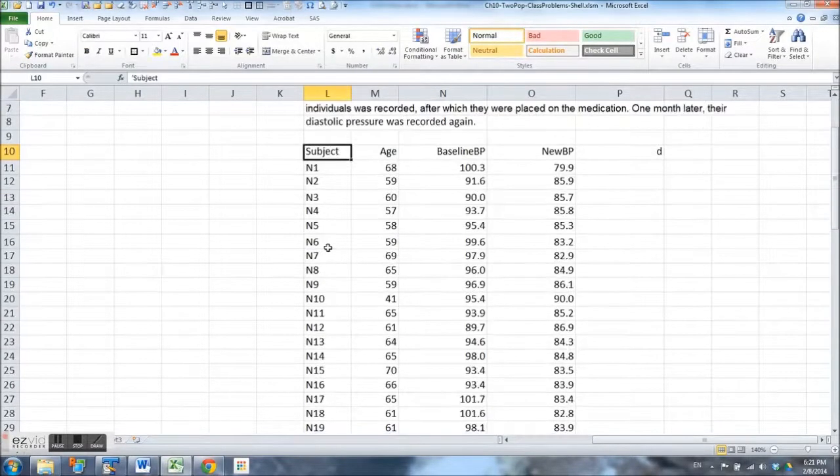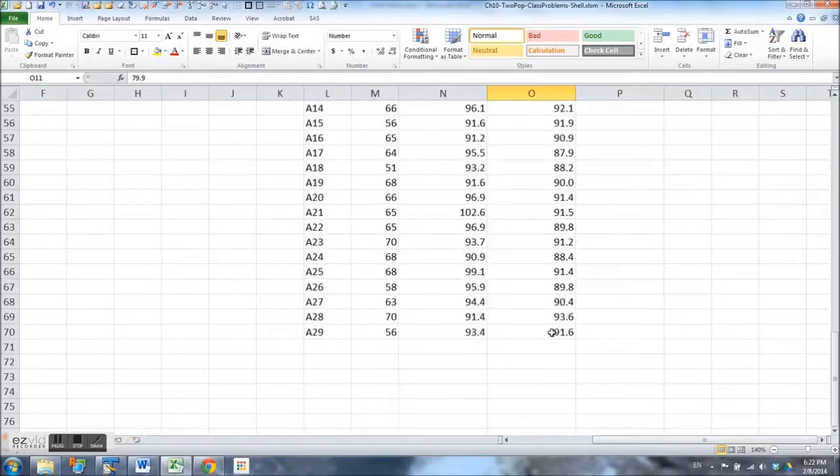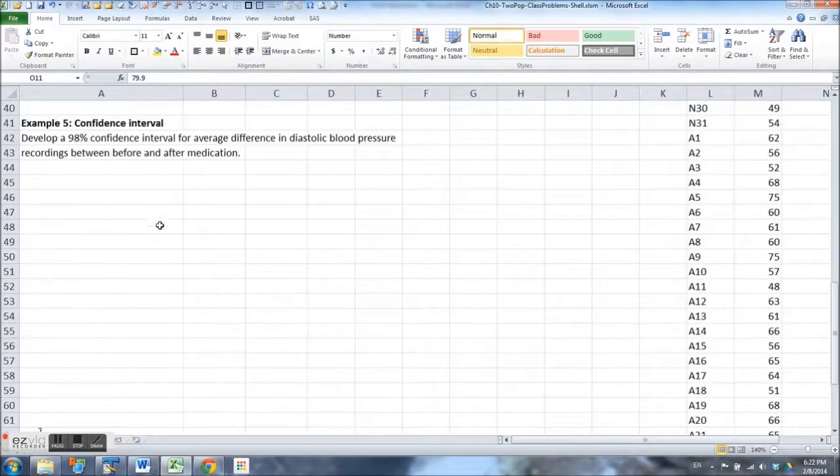So we've selected at random a certain number of individuals, patients, and before they went on the medication, the baseline blood pressure was measured. Then they went on the medication, and after the treatment was over, the new blood pressure was measured. So for each sample subject, there is a baseline blood pressure reading and then a new blood pressure reading. So there is a matched sample, same number of observations in both samples.